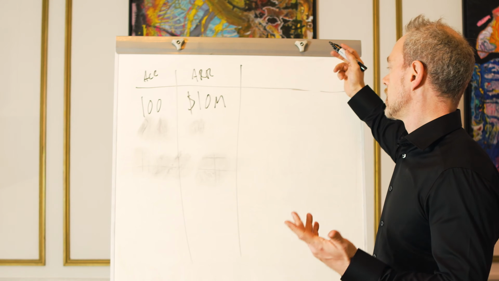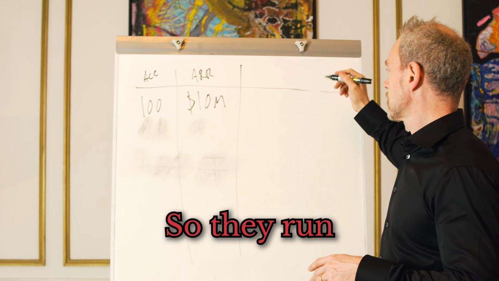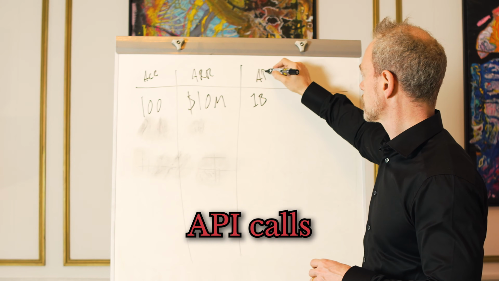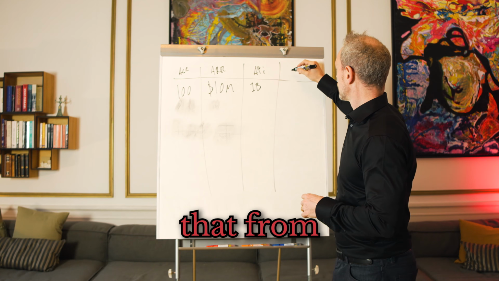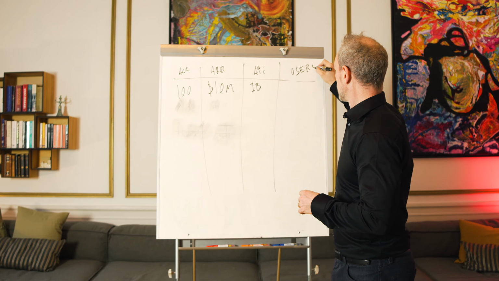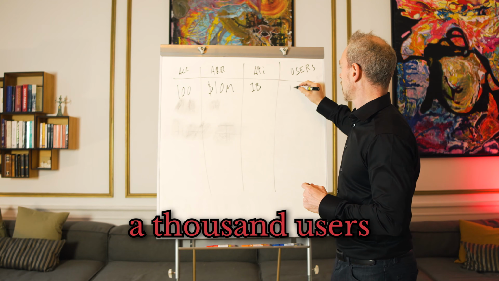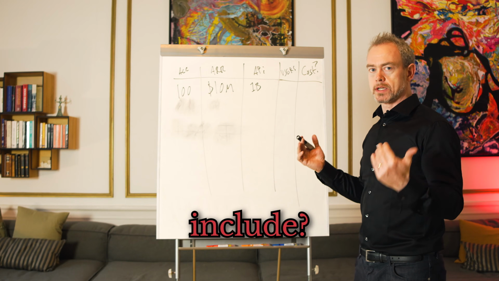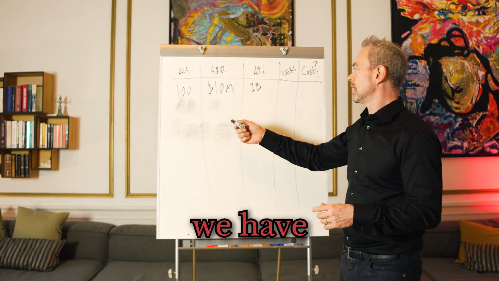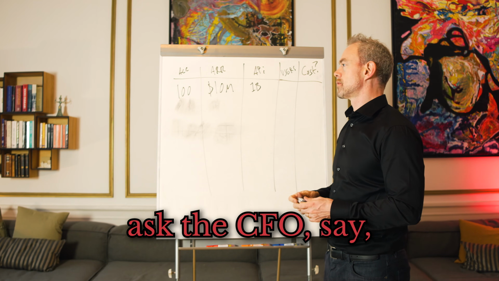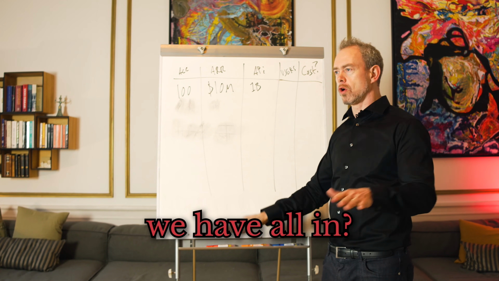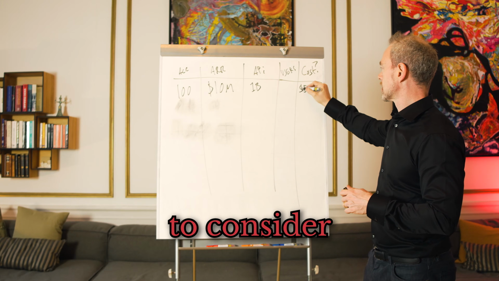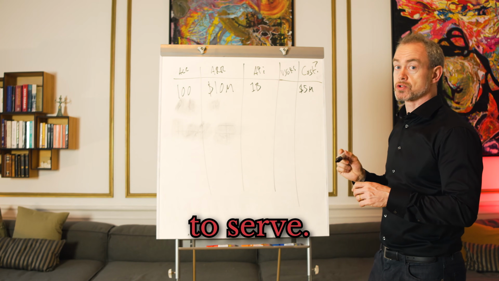So that's great. And let's say that we'll do ARR up here, and then we'll do accounts here. Let's say that it's an infrastructure heavy one. So they run, let's say, 1 billion API calls through our platform. And from the number of users, they have, I don't know, 1,000 users. What costs of our total cost balance should we include? And let's say that we have 10 million of ARR. And then we can go ask the CFO and say, well, how many expenses did we have all in? Let's just make it easy and say we're going to have 5 million of costs that we're going to consider direct costs to serve.